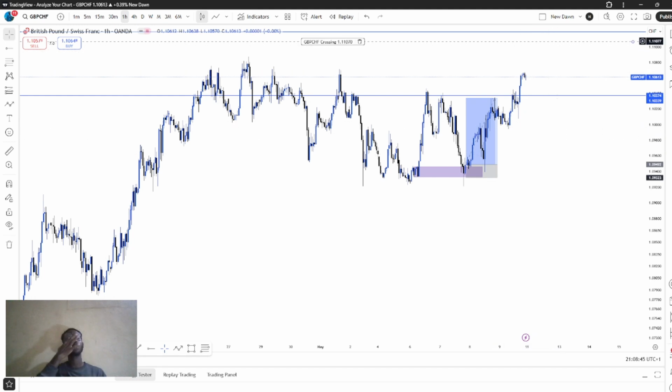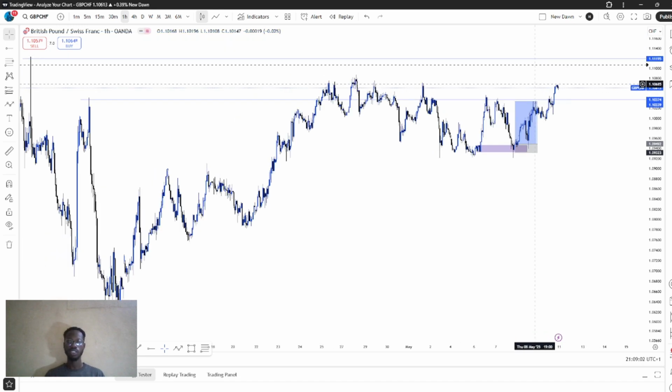So that's what I'm looking at for GBPCHF for this week, or the coming days. It doesn't matter how long it takes for this trade to form, but you always want to take quality trades. So yeah, either the buy to the upside or a sell at the supply to continue. That's what we're looking at for GBPCHF.